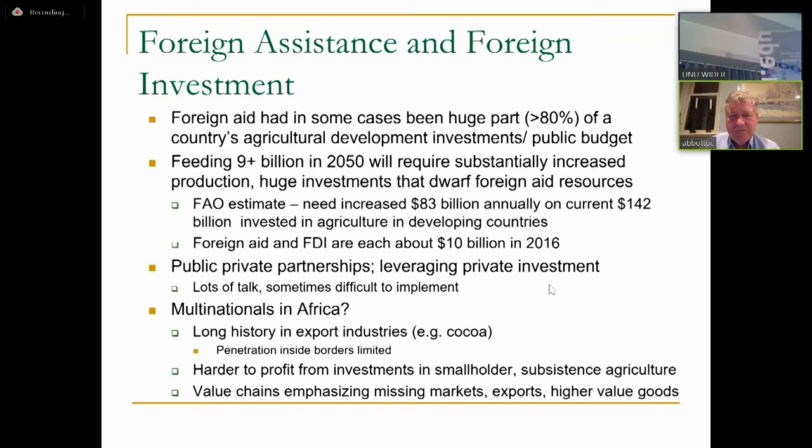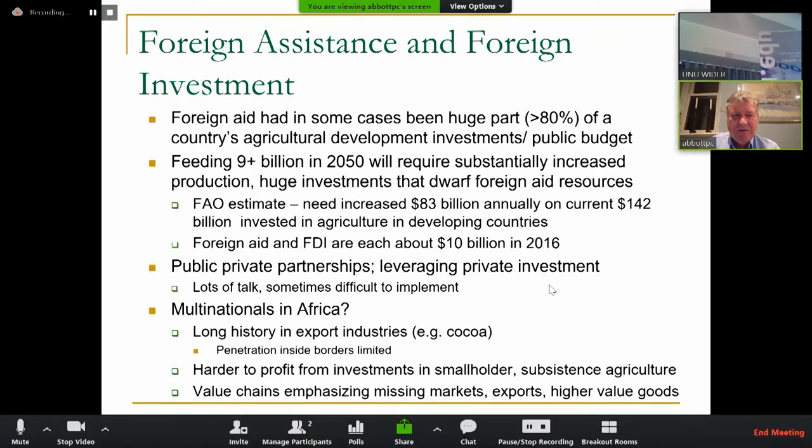To put this in perspective, the FAO did an estimate, and they said there would need to be an additional $83 billion invested in agriculture in developing countries, based on a current $142 billion invested. And right now, foreign aid and FDI are each about $10 billion. Much of that investment is private domestic investment.